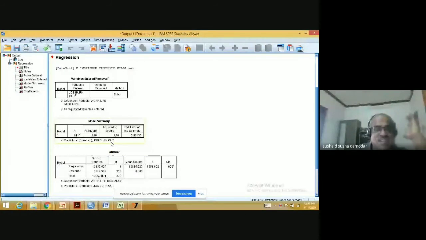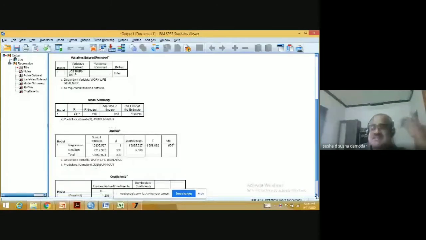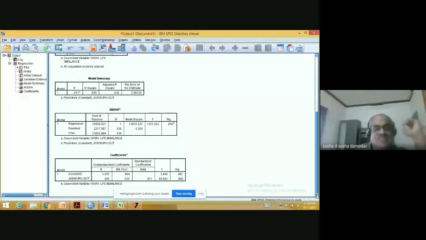So once again, work-life imbalance, 83% variation is due to the impact of job burnout. Or job burnout alone can have an influence of 83% on work-life imbalance. That is what the R square says. The ANOVA is significant. The variation is significant. Then you interpret the coefficient. Job burnout 0.858, which means if job burnout is increased by 1 unit, automatically work-life imbalance is increased by 0.858.